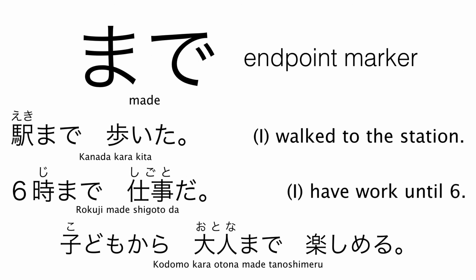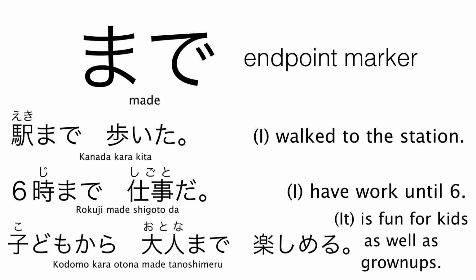The last sentence reads, 子供から大人まで楽しめる。子供 means kids, and 大人 means grown-ups. 楽しめる is the potential form of the verb 楽しむ, to have fun or enjoy. So here the subject is omitted as usual, so let's say it, whatever it is. It is enjoyable for which categories of people? Not only kids, but even grown-ups too. It appeals to a wide range of people from kids to grown-ups.